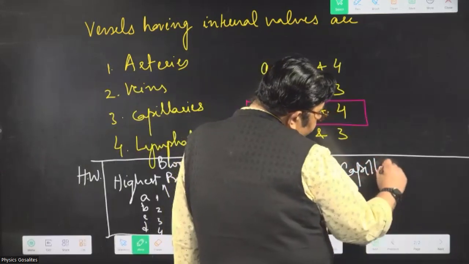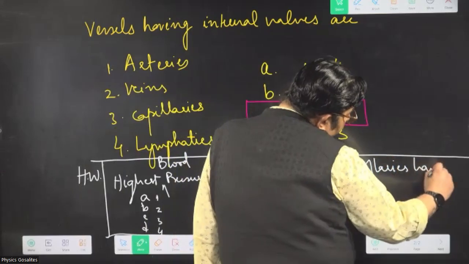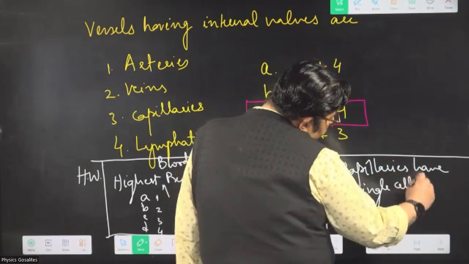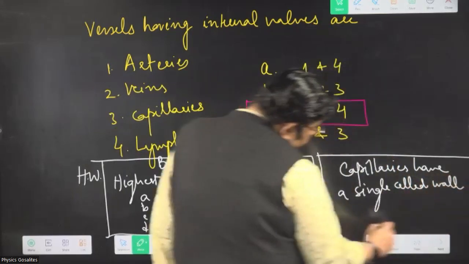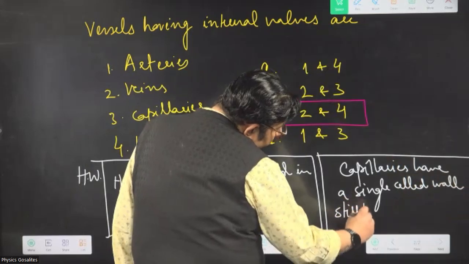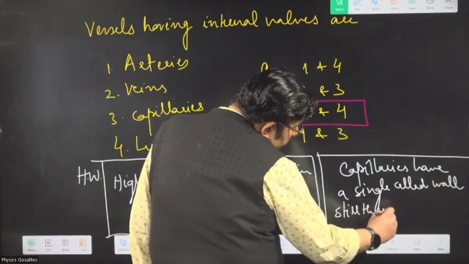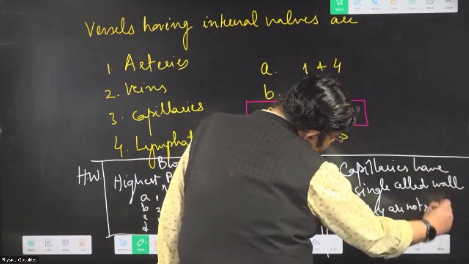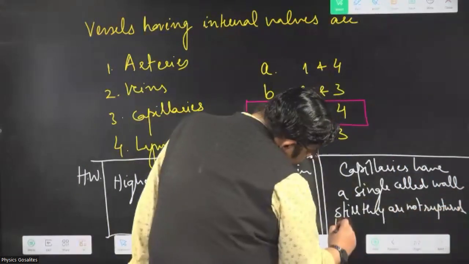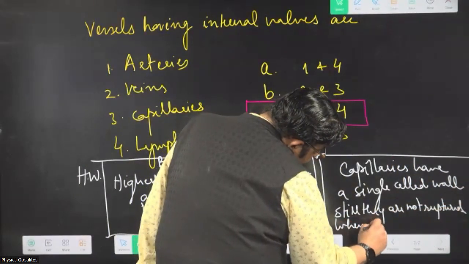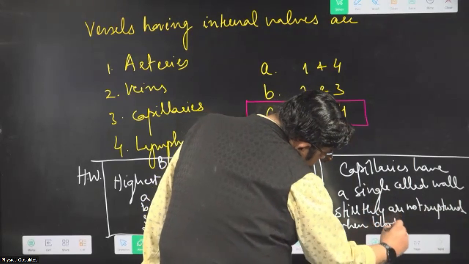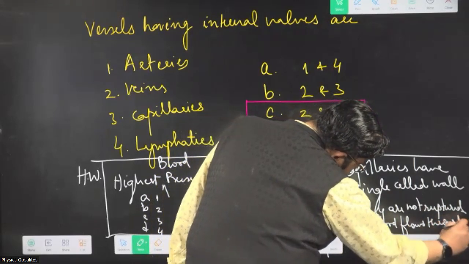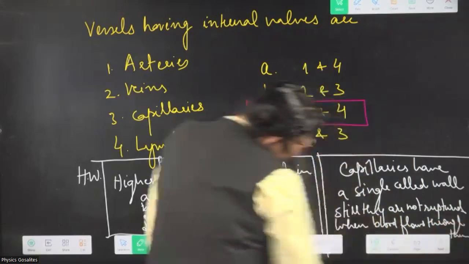Capillaries have a single-celled wall. Still, they are not ruptured when blood flows through them. When the blood flows through them, why can't they get ruptured?